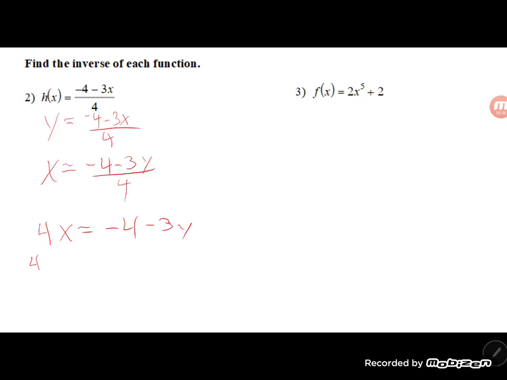So then I would get 4x plus 4 is equal to -3y. And then last but not least, that -3 is multiplying y, so we want to divide by a -3. Not just 3, but also the negative. We want to get rid of that. So we'll have -3, and that will be equal to y, 4x plus 4 divided by -3.